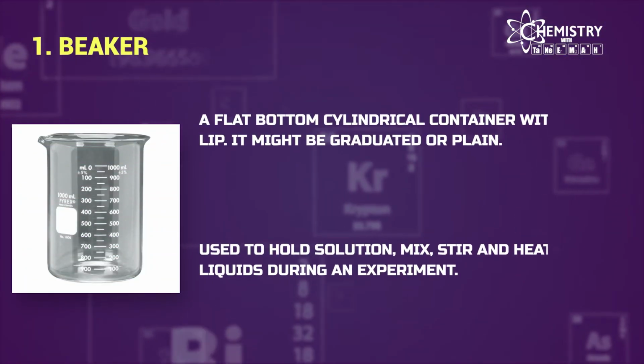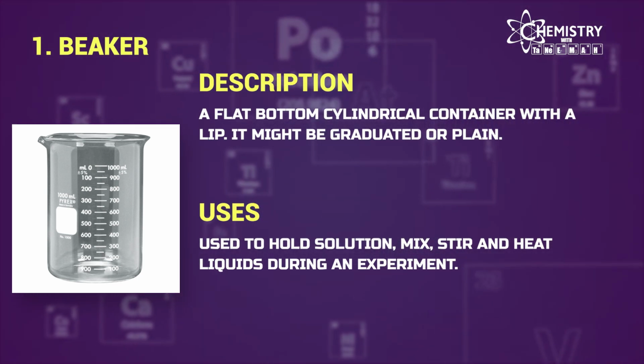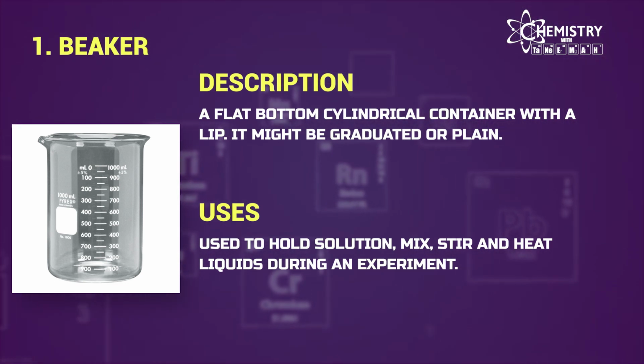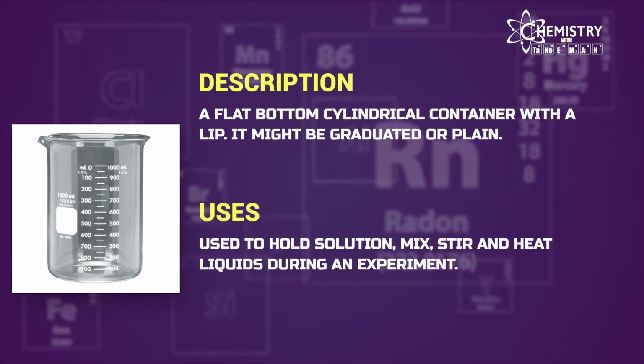Identification of some laboratory apparatus. Number one, beaker. Beaker is a flat bottom cylindrical container with a lip for easy pouring of solution. It is used to hold solution, mix, stir, and heat liquids during experiments.